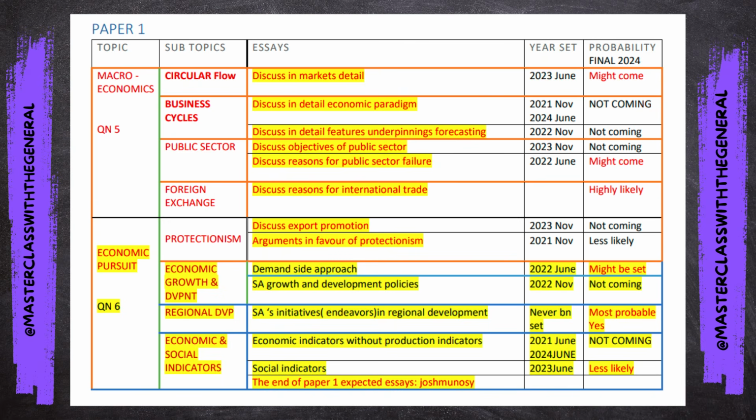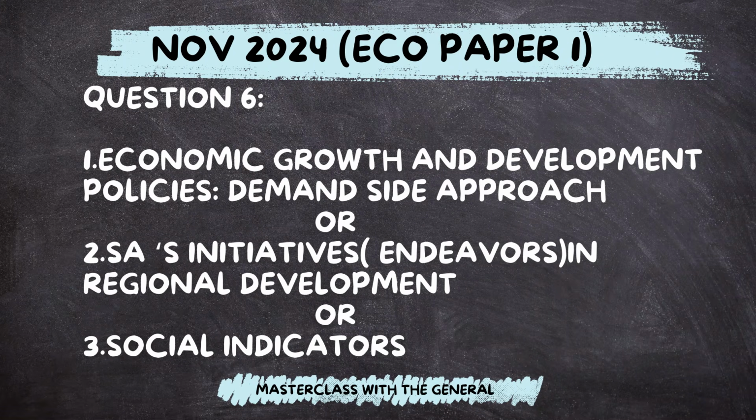Then we look at question 6. Look at the first one there. We've got demand side approach, 2022 June. It might be coming. Then we also have essays, initiatives, or endeavors in regional development. It has never been set, guys, since 2021, so it is likely to come, as well as social indicators. So based on that, guys, my prediction for question 6 of paper 1: demand side approach, initiatives in regional development, as well as social indicators. Your essay for question 6 will be one of these.